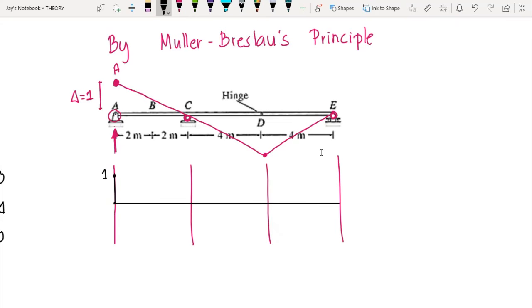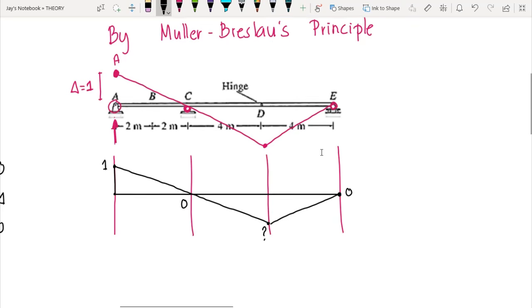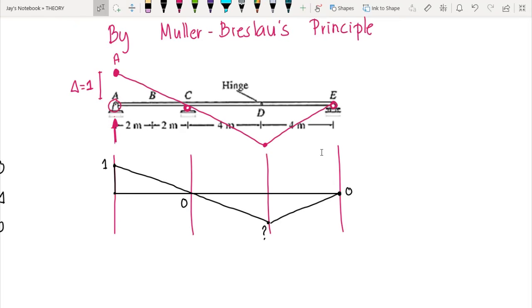Then at point C, that's still 0. Okay? But at point D, we do not know yet what is the coordinate at this point. But we know that at point E, this is equal to 0. So how are we going to compute for the coordinate of the influence line at point D?